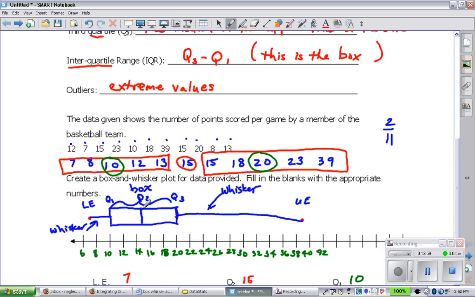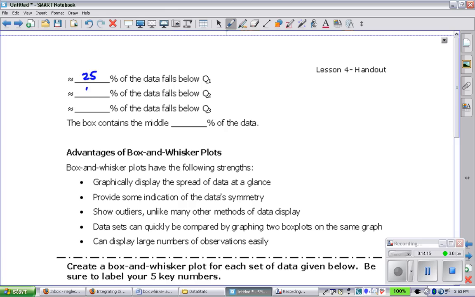When I go to Q2, I have 2 sections to the left and 2 sections to the right of Q2. So that means if this is 25% of the data, that means this is another 25% of the data. So Q2 represents the 50% of the data that separates the bottom 50% from the top 50%. So that tells me that approximately 50% of my data should be less than the second quartile.